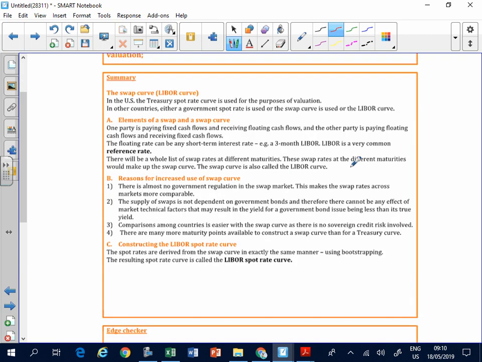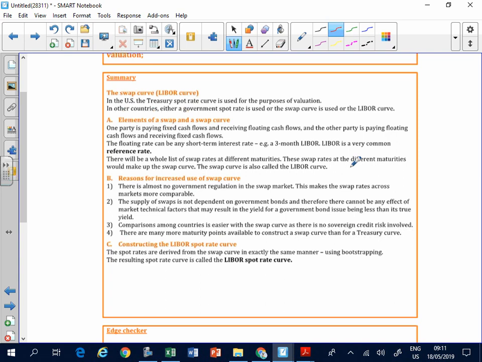Okay, cool. That's the uses. There's some other stuff there as well. So how do we construct the swap curve, or the spot rate curve for swaps? What's the word? It starts with a B. Bootstrap. Remember the bootstrapping procedure? You always break it down to the equation of value.